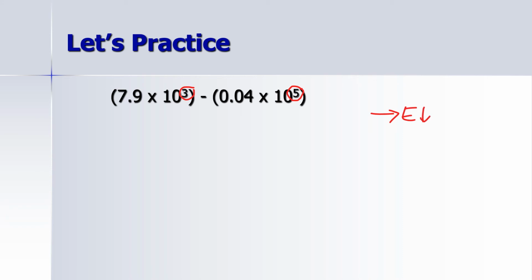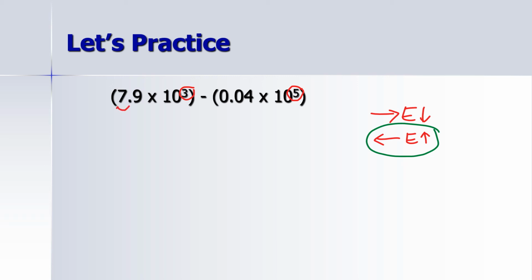When we move the decimal to the right, exponent decreases. When we move the decimal to the left, exponent increases. So let's say in this case, I want to increase my 3 to a 5. Okay, so this is the rule that I'll be using. I have to move my decimal 2 times to the left. Why 2 times? Because the difference between 3 and 5 is 2.